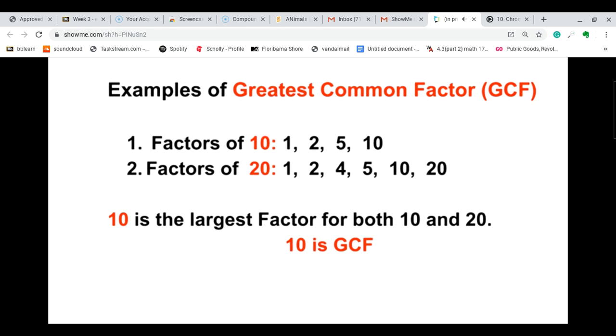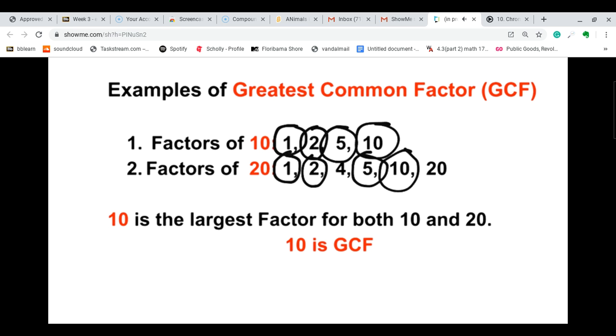So now we're going to go over a greatest common factor, and I have one example. If our first number is 10, we have 1, 2, 5, and 10 as factors of 10. If we have 20, 1, 2, 4, 5, 10, and 20 are factors of 20. Then within this, the ones they have in common are 1, 2, 5, and 10. Now the greatest number between 10 and 20 is 10. So therefore, 10 is the GCF.